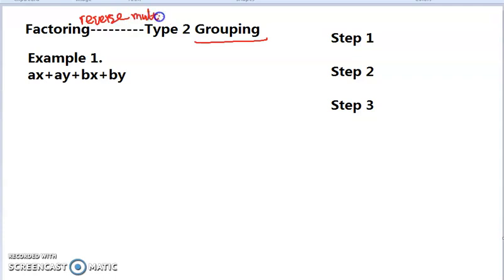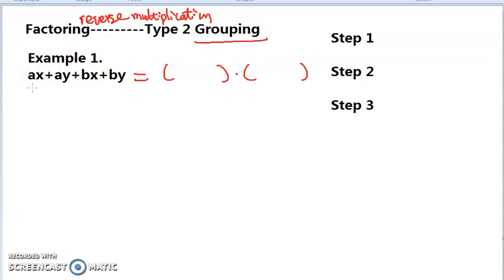So we need to figure out what the answer should look like. What times what equals ax plus ay plus bx plus by? So far we have learned only one type, GCF. And if we try to do GCF, we are going to see that it doesn't work.